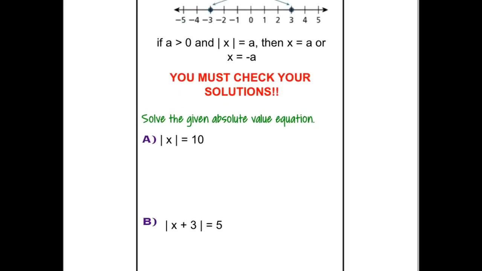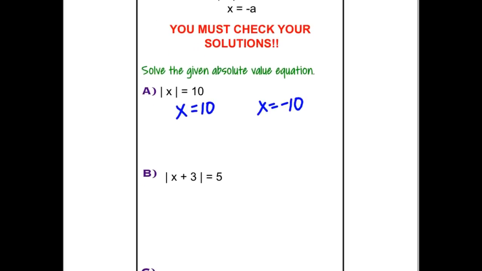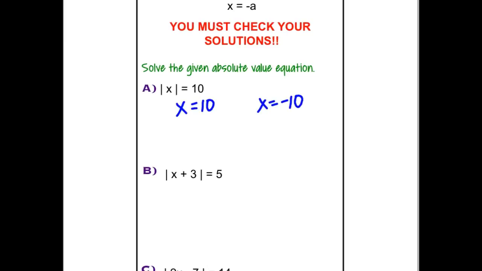What we have to remember is that the absolute value of x can equal 10, and it also can equal negative 10. This is an easy one because it's already just x inside the absolute value. So then we look at b. We have the absolute value of x plus 3 equals 5. So we still have the same problem of x plus 3, but now it's going to equal 5 and negative 5.